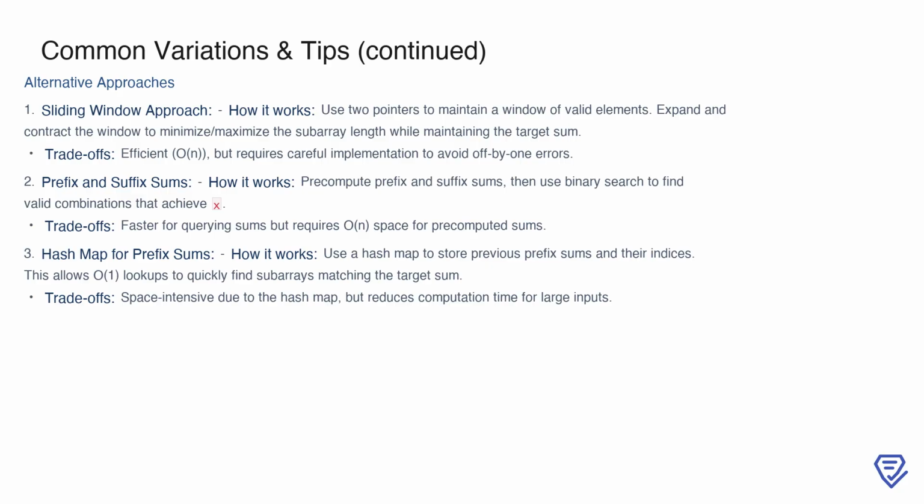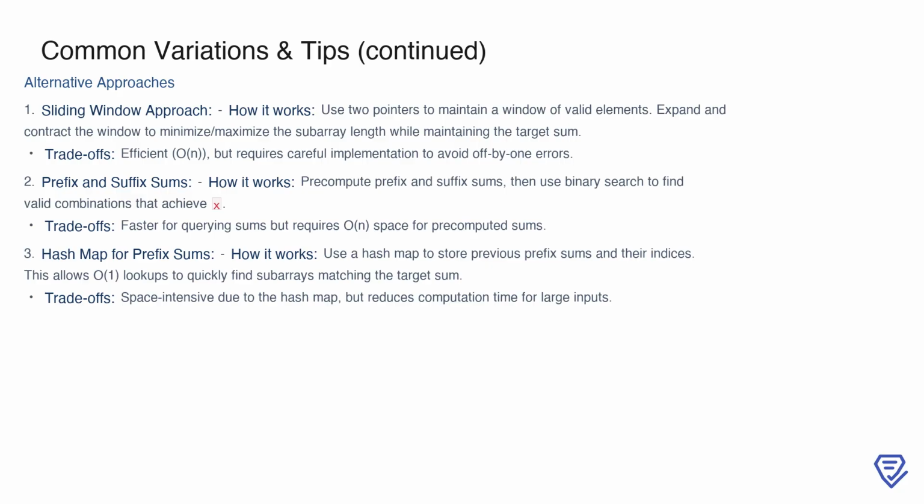Another option is using prefix and suffix sums. By pre-computing these sums, you can use binary search to quickly find combinations that achieve the target X. While this method is faster for querying sums, it has a trade-off in terms of O(n) space complexity.